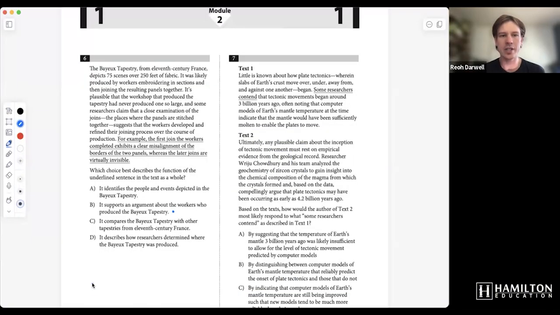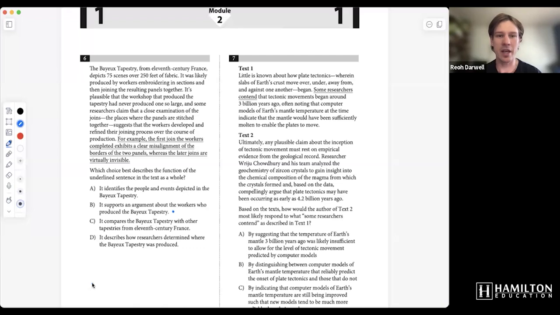All right, so question 6, we're asked to understand the function of an underlined sentence within a text as a whole. So as is the case on any of these questions, we need to know the text as a whole in order to understand the underlined portion, right? So what does the text as a whole say? Basically it says that the Bayeux Tapestry was really, really big, okay? And it was joined by workers embroidering in sections and stitching those sections together.